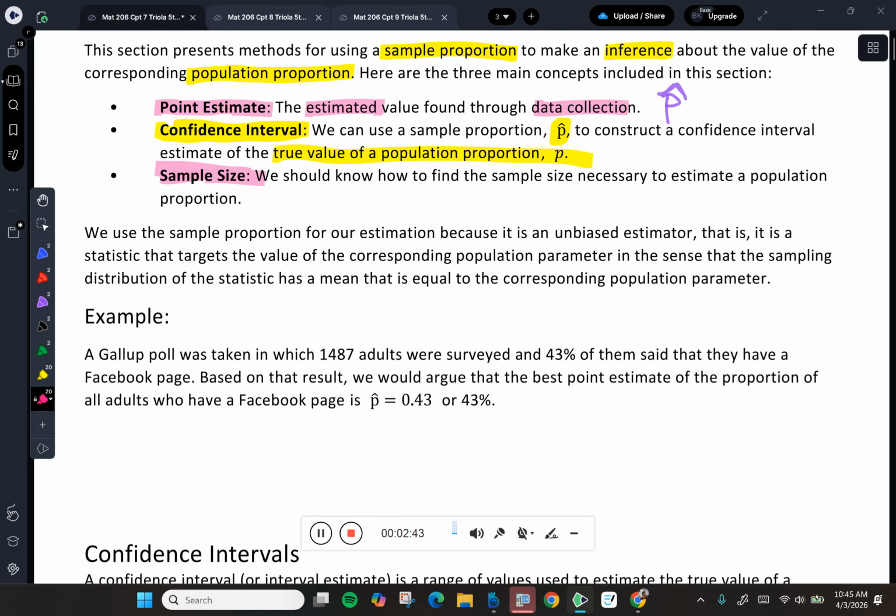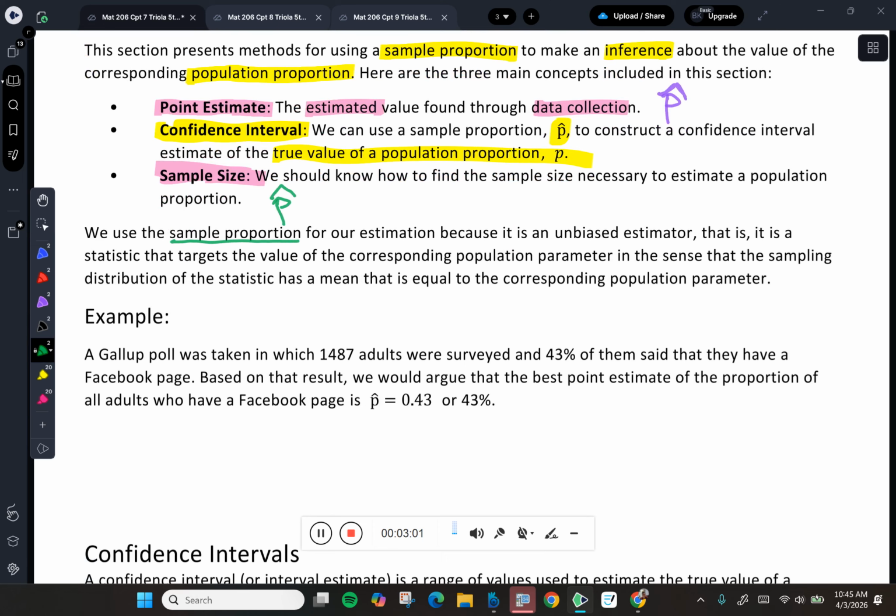Now, we're going to use sample proportions here. That is, we're going to gather data and create a p hat, a sample proportion, because it is a reliable estimator, an unbiased estimator, for our population. All right, so let's take a look at an example and see what's going on here.